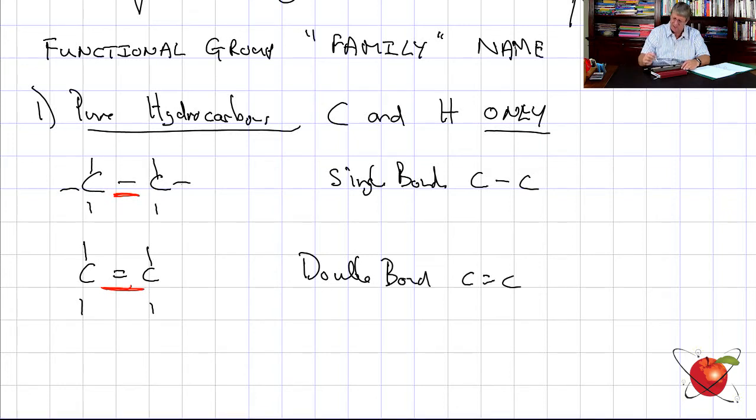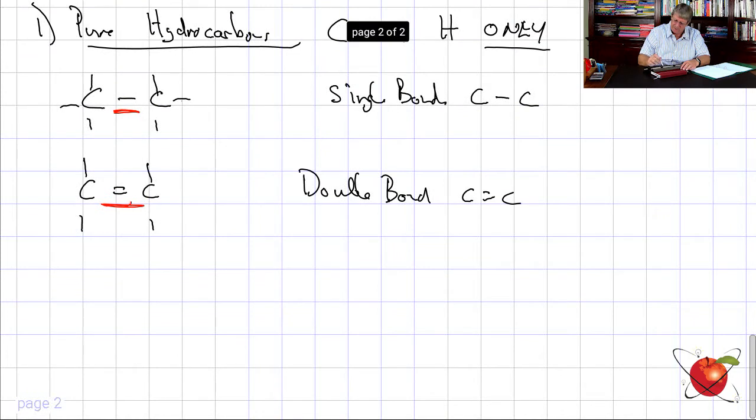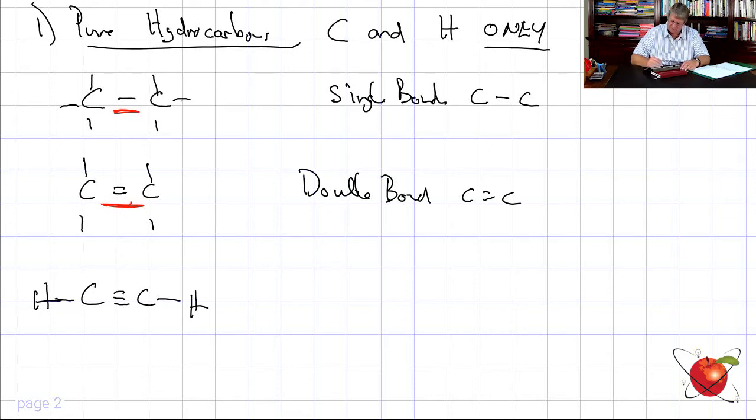C double bond C. Now we're going to go up and we're going to say, all right, the last one is a C triple bond C. All right, otherwise we're going to move out of the realms of this. This is a triple bond C, 1, 2, 3, C. Now remember also, the more bonds there are, the more energy it requires to break it apart. So a single bond is less energy than a double, which is less than a triple bond.